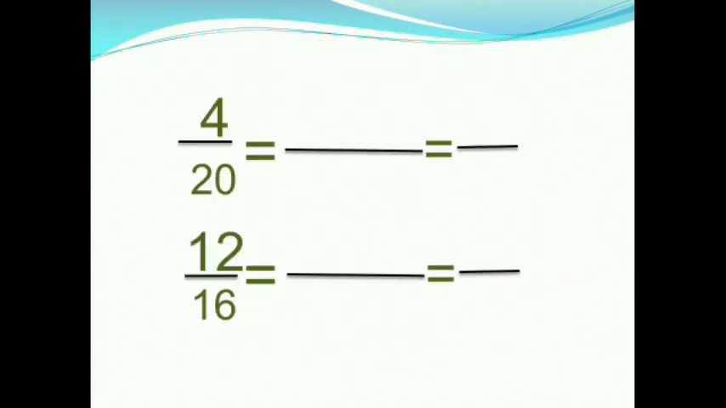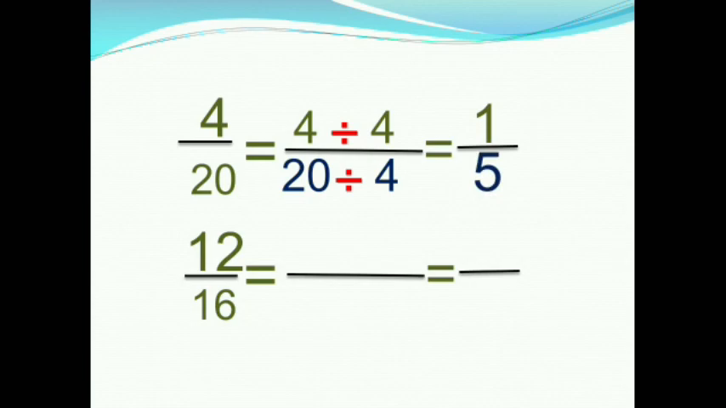The next question is 4 by 20. We should find the tables in which both the numbers are there. In which tables do we get 4 and 20? Yes, in 4 tables. So we will divide the numerator and denominator by 4. 4 divided by 4 is equal to 1. 20 divided by 4 is equal to 5. Therefore, the lowest form of 4 by 20 is 1 by 5.